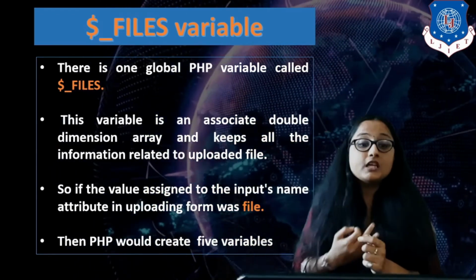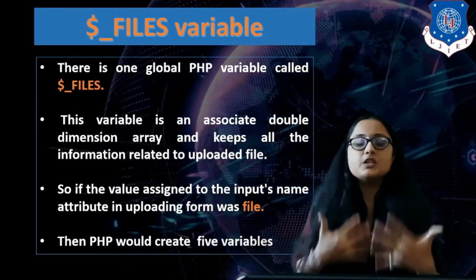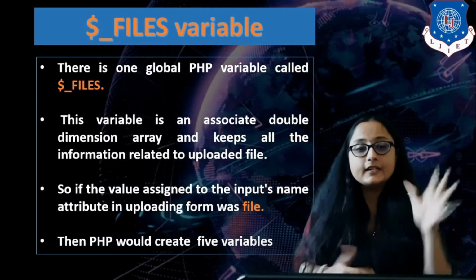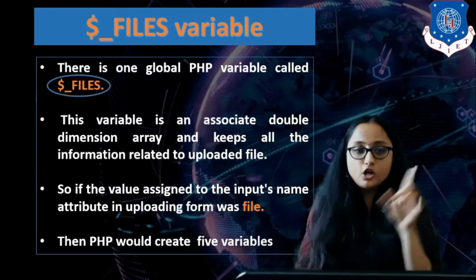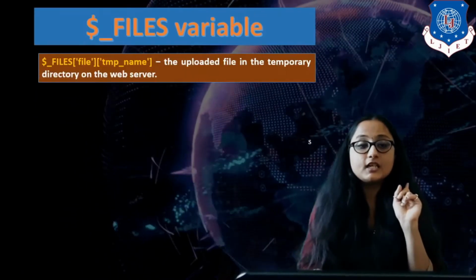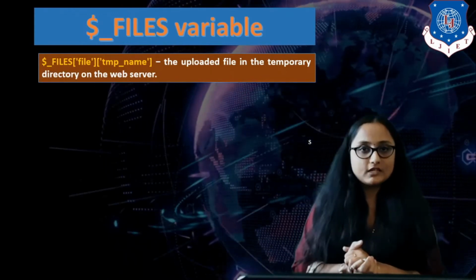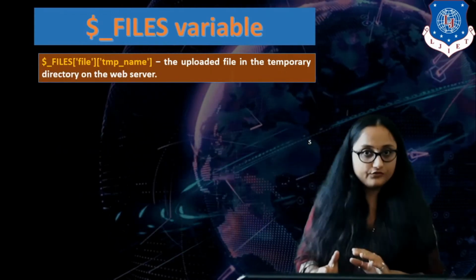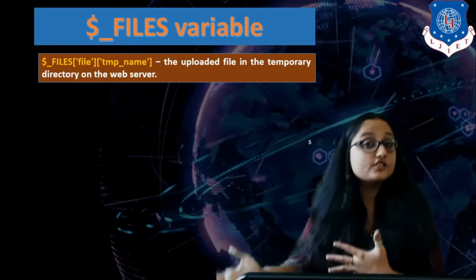Then my PHP script, by default, will internally create 5 variables of this $_FILES. What are the 5 variables that are created? This is the first variable that will be created, $_FILES. How to access all the variables?